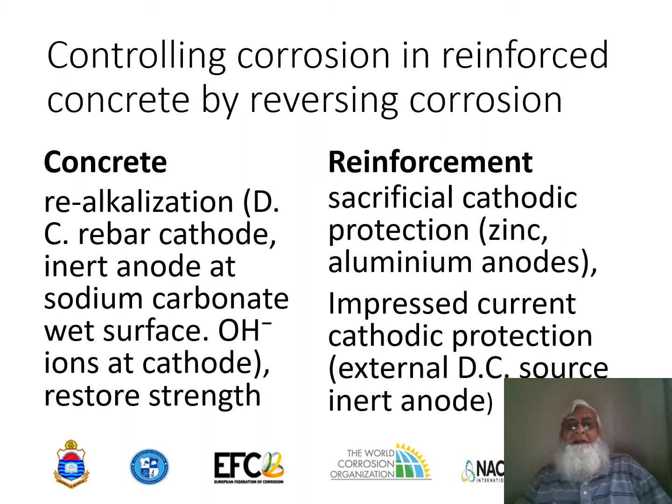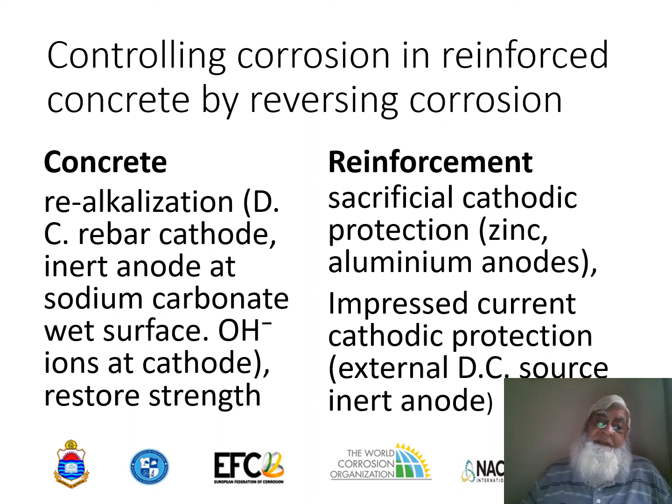Alternatively, we can use impressed current cathodic protection, where a DC source is used and the negative terminal of the DC source is connected to the rebars, and the positive goes to the inert anode, which has to be part of the structure of the concrete building. And when you energize the impressed system, the reinforcement becomes a cathode, so it stops its corrosion.